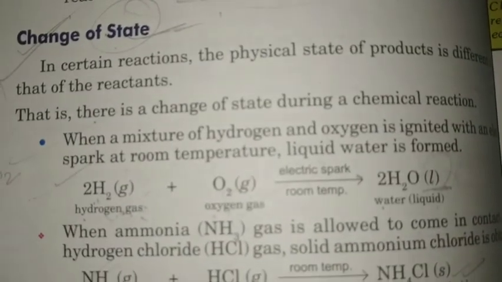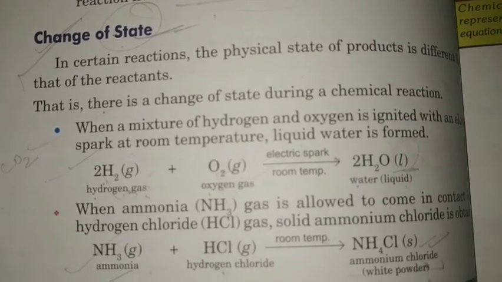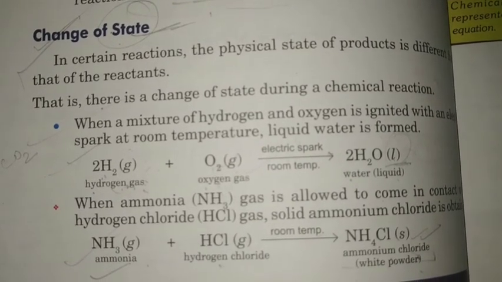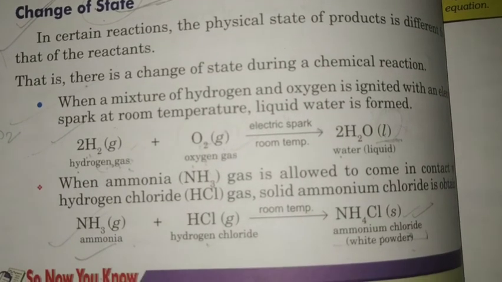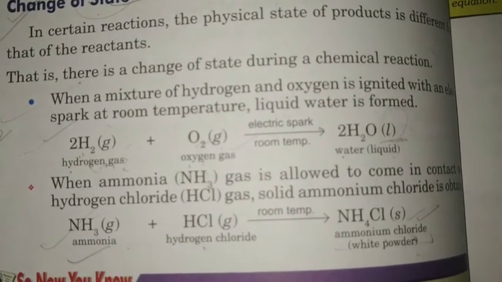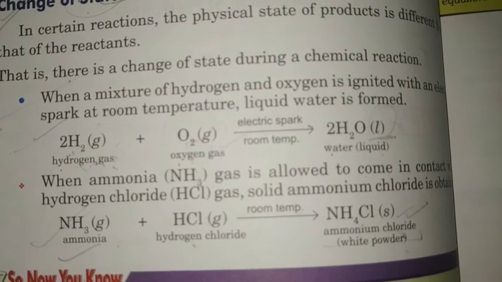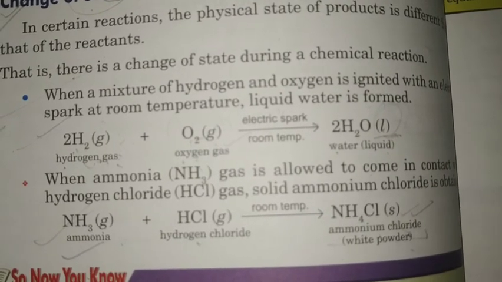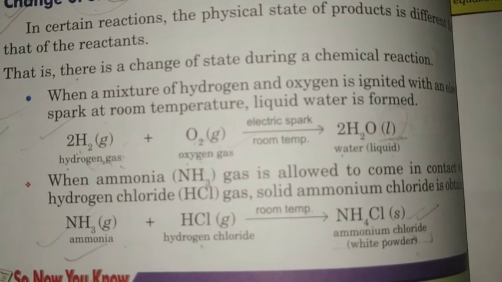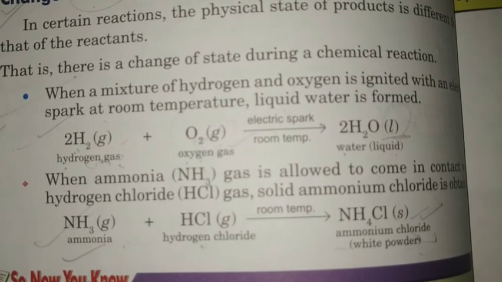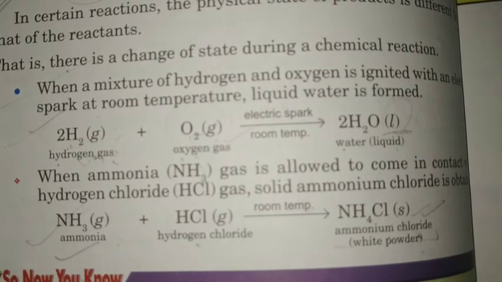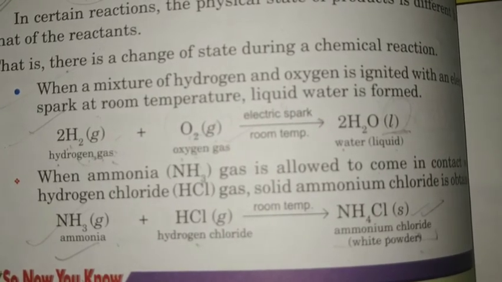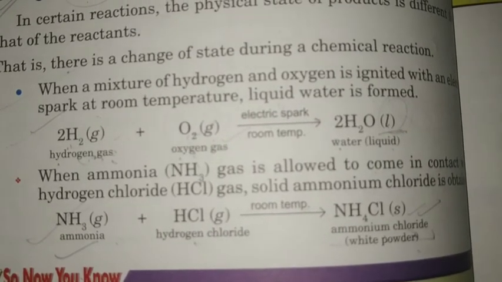Now the next characteristic is change of state. In some reactions the physical state of products is different from that of the reactants. You see the hydrogen gas and oxygen gas are present in the gaseous state, and when you supply an electric spark at room temperature it forms water, which is liquid. So you can see that the reactant side and product side states are different.